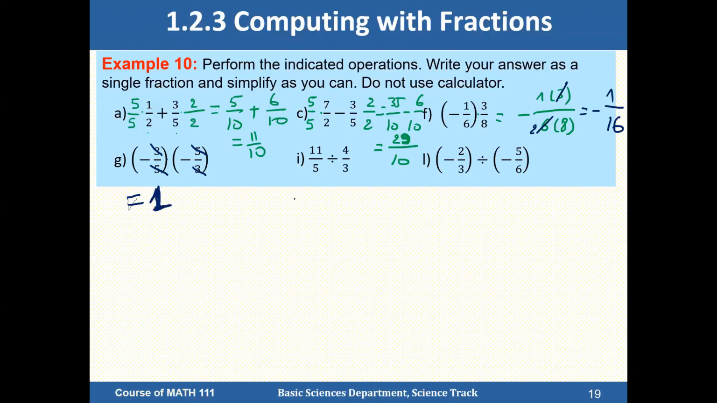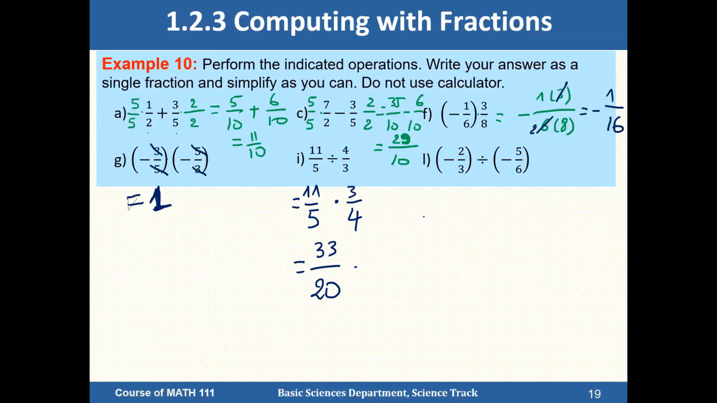This is a division. We said division must be transformed into multiplication. How do we transform it? 11 over 5 times the reciprocal of 4 over 3, which is 3 over 4. And that is 11 times 3, 33, 5 times 4, 20. And here there is no simplification, no cancellation.